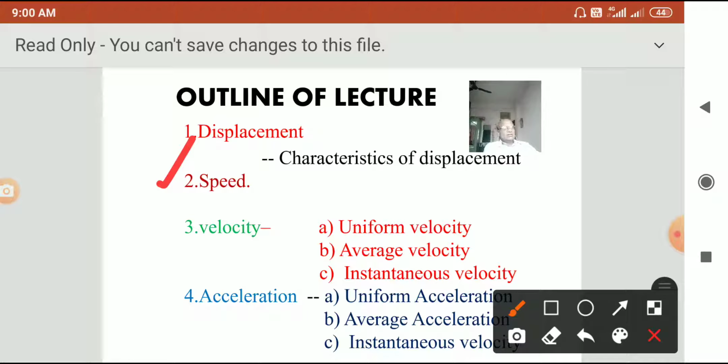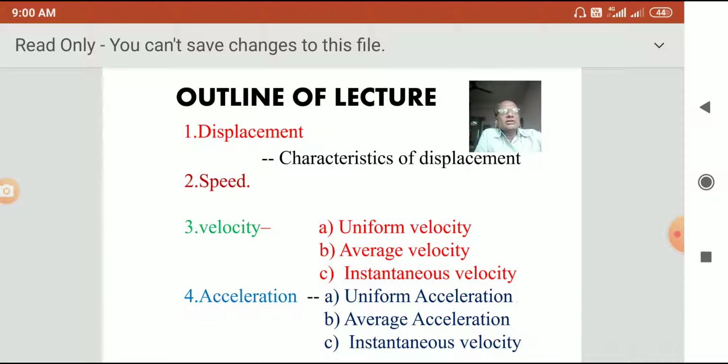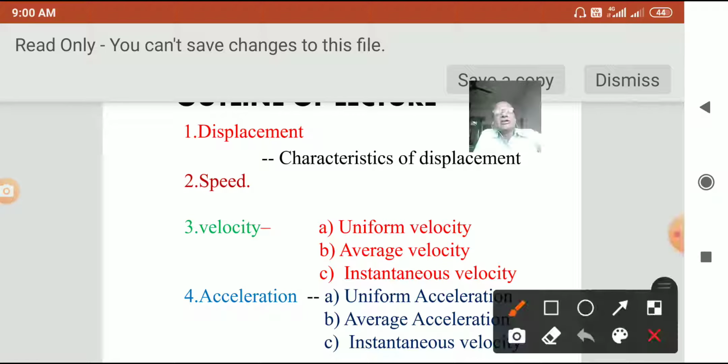Now about speed, the unit of speed is meter per second in SI, and centimeter per second in CGS. Now after this we see what velocity is and what the difference between speed and velocity is. Velocity is related with displacement and speed is related with distance. Distance is a scalar quantity and displacement is a vector quantity.